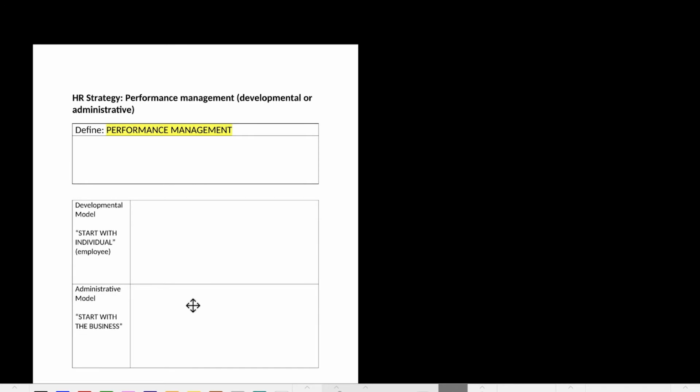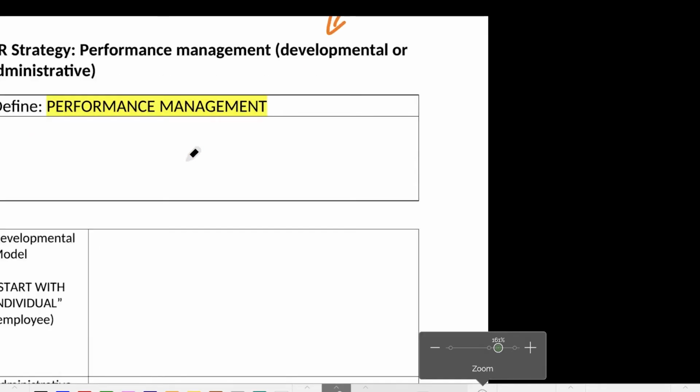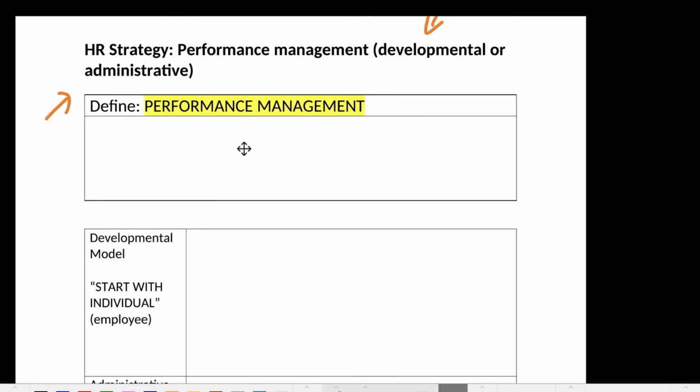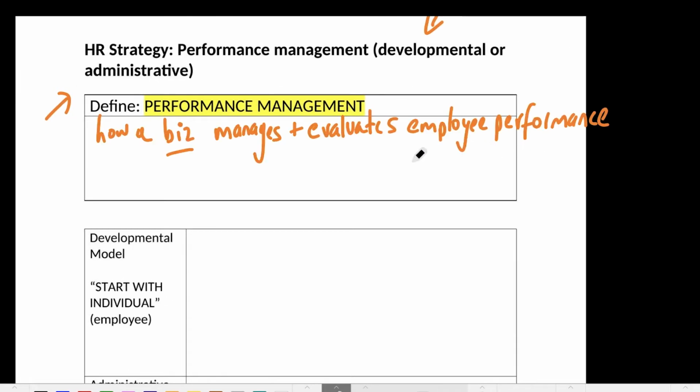So in terms of where we're starting with strategies, our first strategy is performance management, and the syllabus divides it up into developmental and administrative. So if we think about how we are going to define performance management, what do we mean by that? A way of explaining it would be, this is really about how a business manages and evaluates employee performance. So evaluates here, yes, part of it is making a judgment on the success or otherwise of an employee in terms of their role.